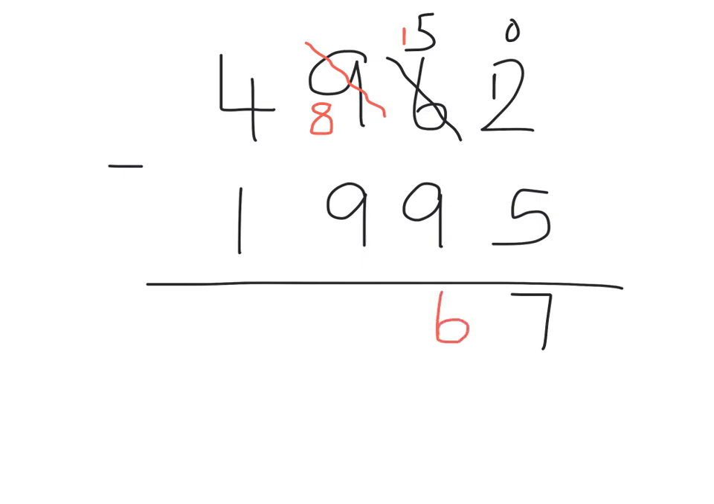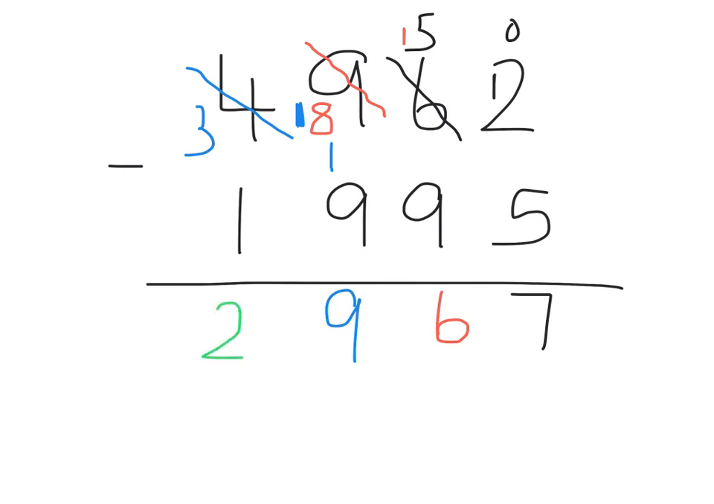Then I'm going to move on to my hundreds. Now I can already see I'm not going to be able to take 8 from 9. So I'm going to trade or borrow from the thousands column. I'm going to cross out my 4,000 and borrow 1, which will make this 3, and move that over into the hundreds column. So I'm going to take 18 take away 9, which is 9, and then I'm going to take 3 take away 1, which is 2.